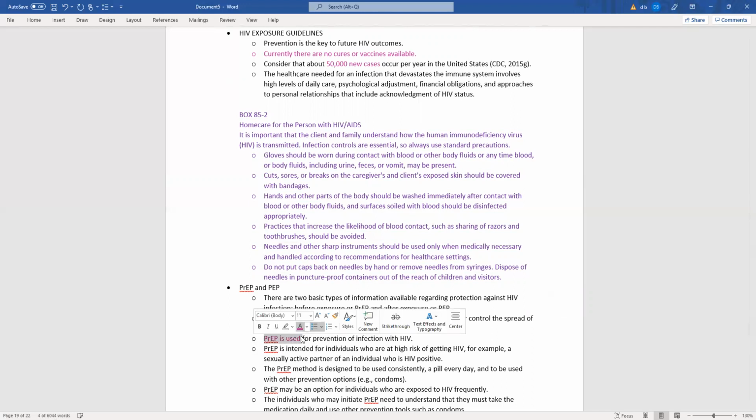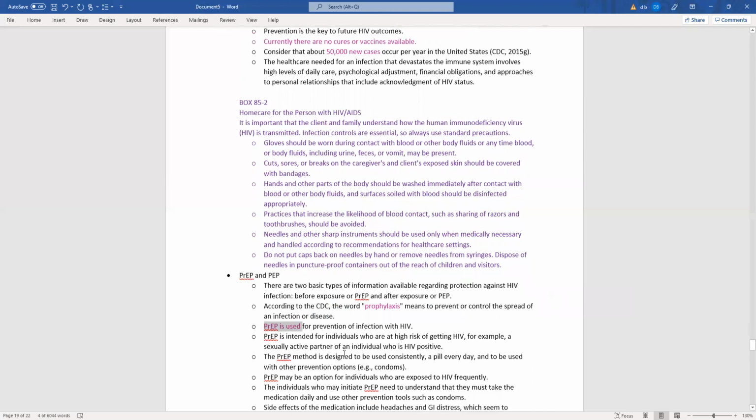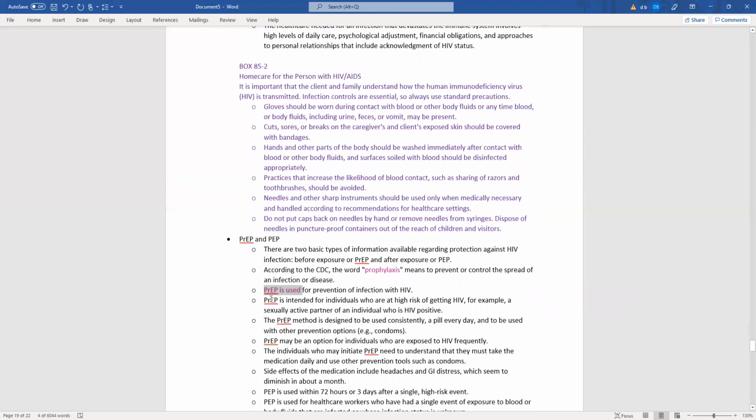PrEP is intended for individuals who are at high risk of getting HIV. For example, a sexually active partner of an individual who is HIV positive. I didn't know the name of this med. Okay, so it's PrEP. This is the med that a person would take when they are not HIV positive, but their significant other is. It cannot be a boyfriend or girlfriend.